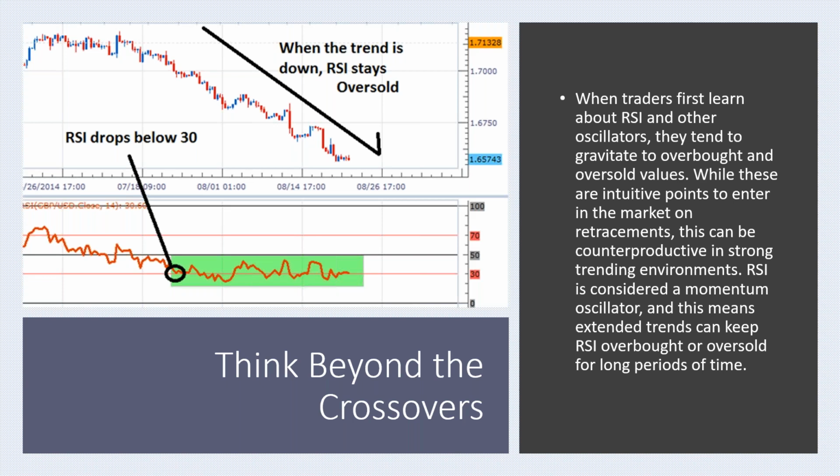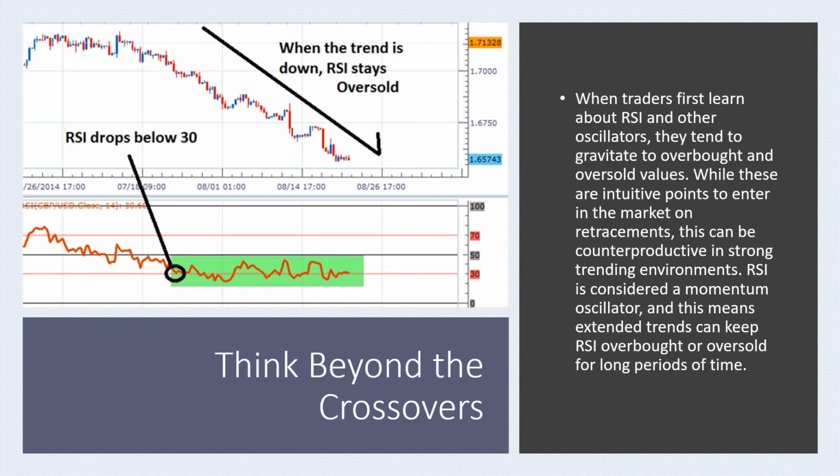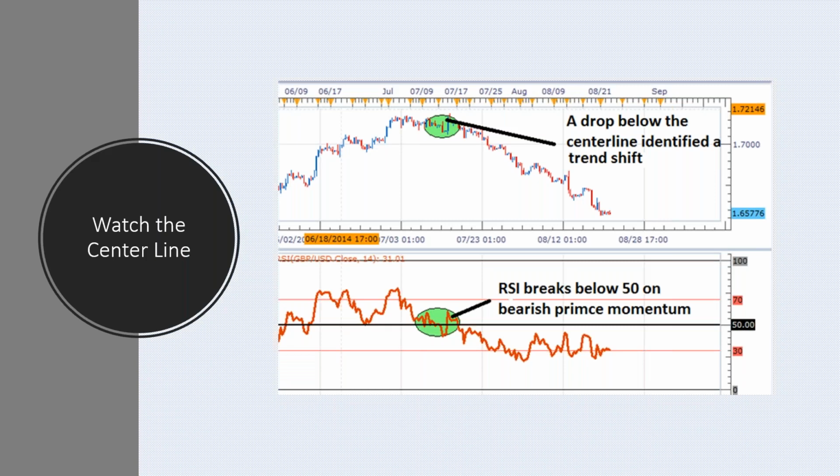Okay, this is too basic. It gives you some information, but it really doesn't tell you anything about really trading. So RSI is considered a momentum oscillator, and this means extended trends can keep RSI overbought or oversold for a long period of time. So think beyond the crossover of the 70 and 30 and look at other points and other interpretations you can use RSI for, because you'll find that it becomes a very helpful indicator.